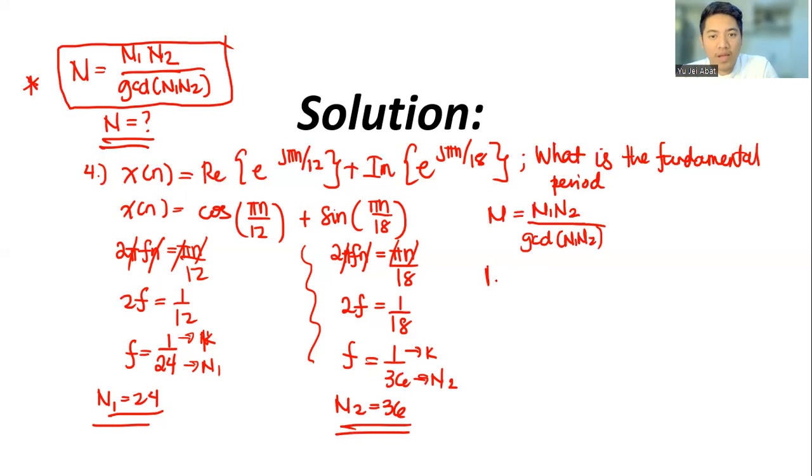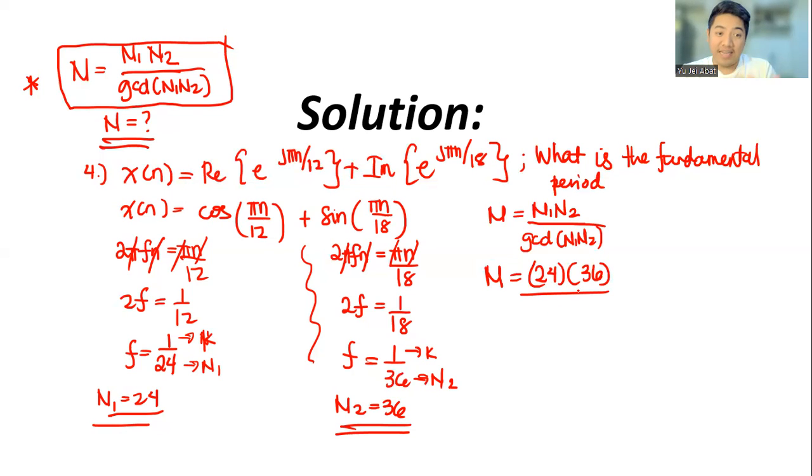So we have n1 will be 24, and we have 36 all over the GCD. What is the greatest common divisor of 24 and 36? It would be 12. That's the greatest common divisor between n2 and n1, because 12 is the largest divisor that we can divide the two periods by. 24 divided by 12 is 2, 36 divided by 12 is 3. That's the greatest common divisor.